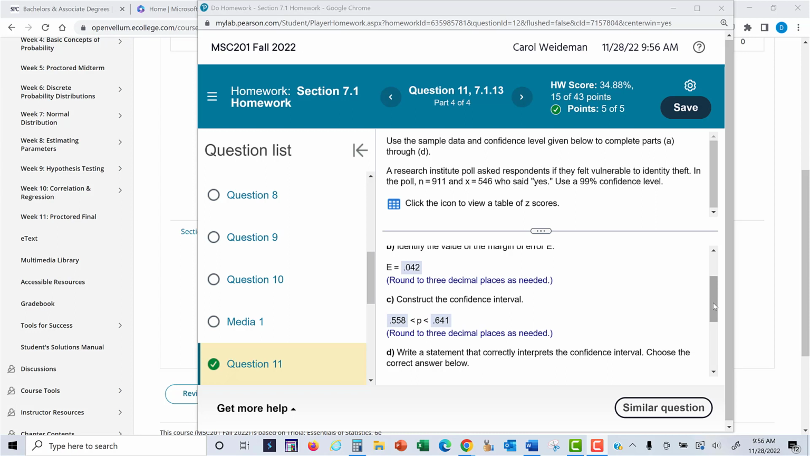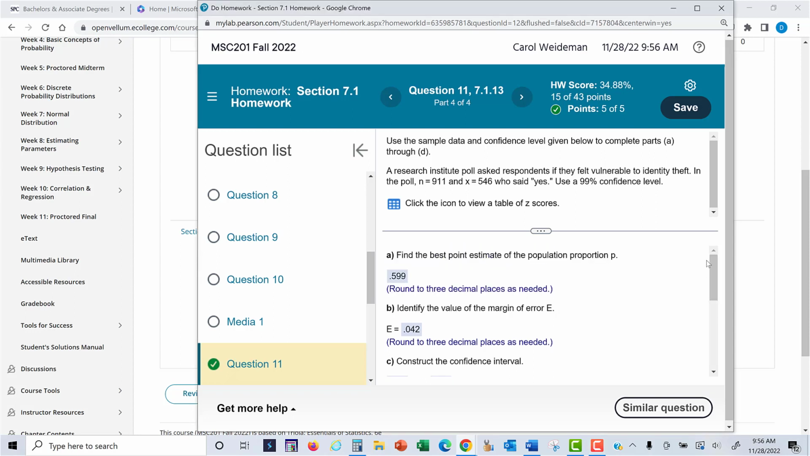So the first one I picked was in 7.1 homework, and it's problem number 11. They give us data about respondents if they feel vulnerable to identity theft. And in the poll, this is the information, and you need to use the StatCrunch tool. We need the sample size and X, which is the number of successes, and then the confidence interval.